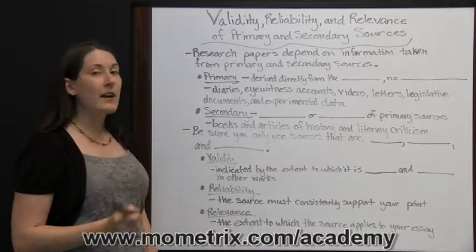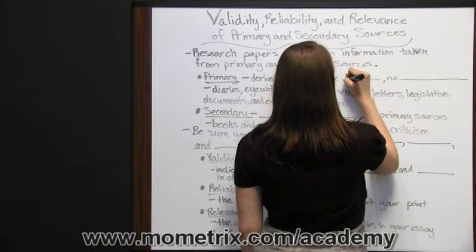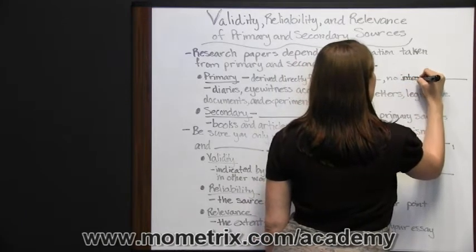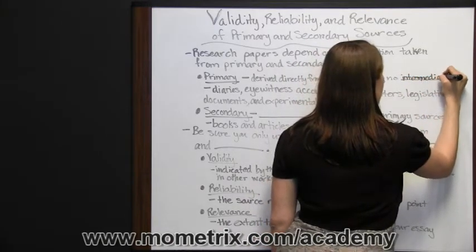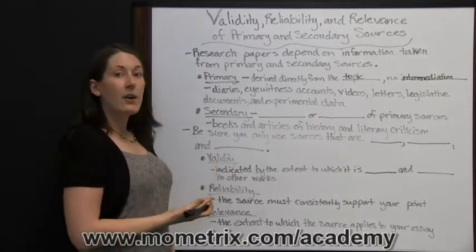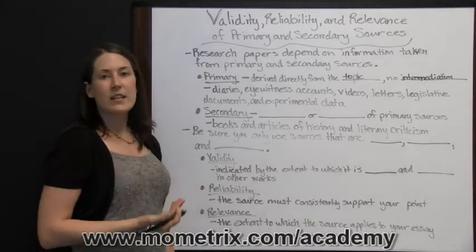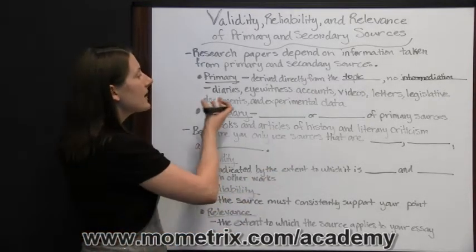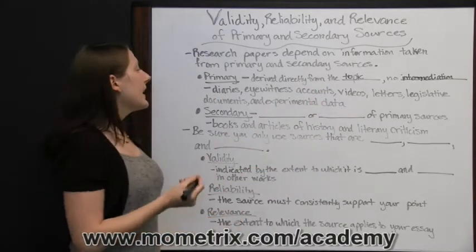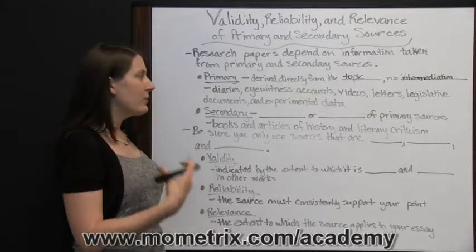Primary sources are derived directly from the topic with no intermediation. Some examples would be diaries, eyewitness accounts, videos, letters, legislative documents, and experimental data. All of these things are first-hand accounts or evidence of what happened, and they're derived directly from the topic. There's nothing between that source and what you're reading.